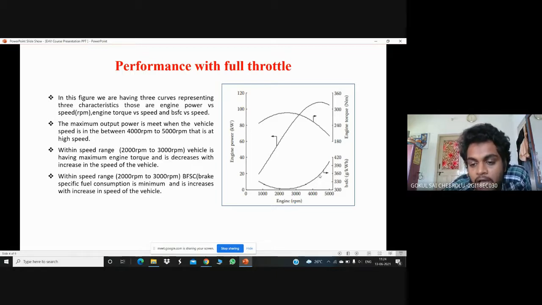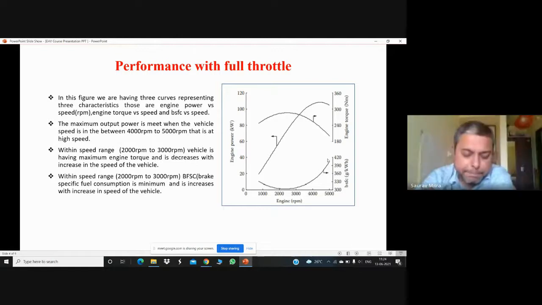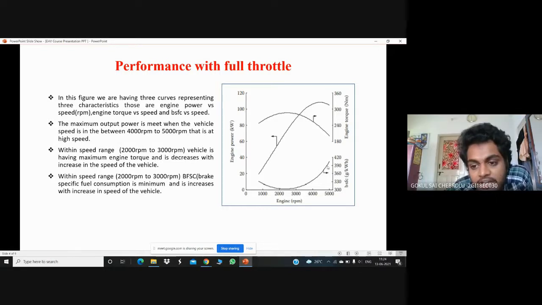Why? Because the throttle valve will be fully open for higher speeds, so more fuel goes into the engine. This reduces the efficiency, and the four strokes may not occur properly in the IC engine, so some part of the fuel goes to the exhaust and gets wasted.